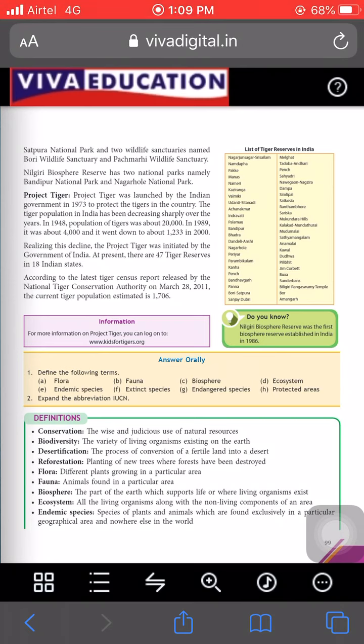Endemic species are those species that are present in a particular area or in a geographical area. Next is extinct species, which are totally finished from our environment or from the earth's surface, like dinosaurs and the dodo. And next is endangered animals. Endangered species are those which are at high risk of getting finished. Okay, so I hope you will understand this chapter.